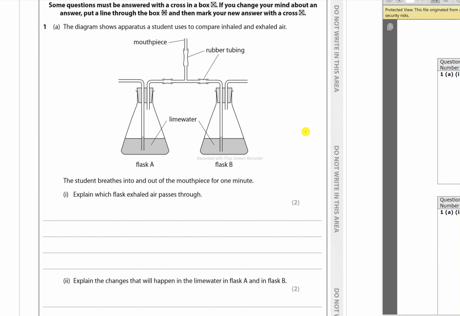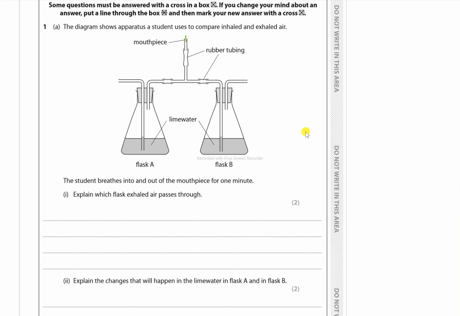You're blowing air, or you're breathing down there. The air will split up. Now, when you're breathing in, the air will go here and it'll just touch the surface here. Whilst here, the air will go down and it'll bubble through.